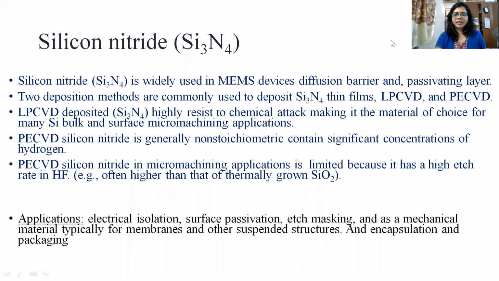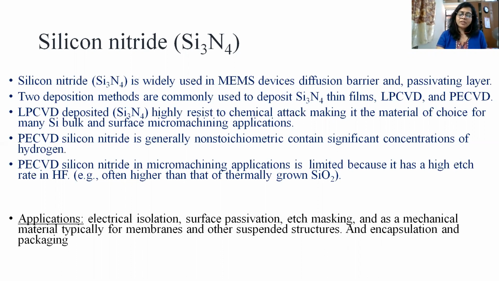Silicon nitride is widely used in MEMS devices as a diffusion barrier and passivating layer. Two deposition techniques are used to deposit silicon nitride, that is low pressure CVD and plasma enhanced CVD. Low pressure CVD films are highly resistive to chemical attack, which makes the material the right choice for silicon bulk and surface micromachining.